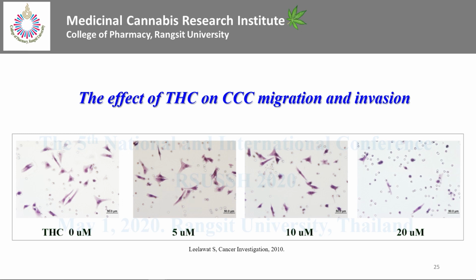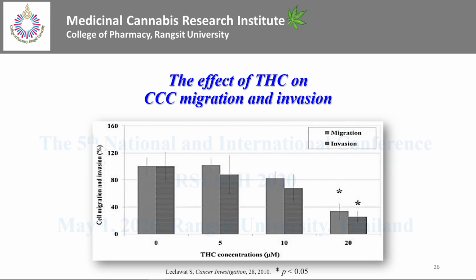And then cholangiocarcinoma cells were treated with THC or vehicle for 24 hours and migration and invasion assays were performed. This figure shows invasive cells that can pass through the matrix and were stained by hematoxylin. At 20 micromolar THC, cholangiocarcinoma cell migration and invasion significantly decreased compared to untreated cells.